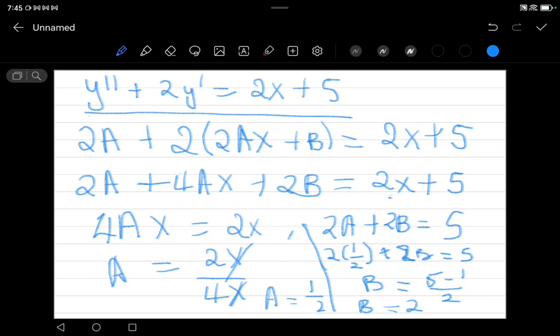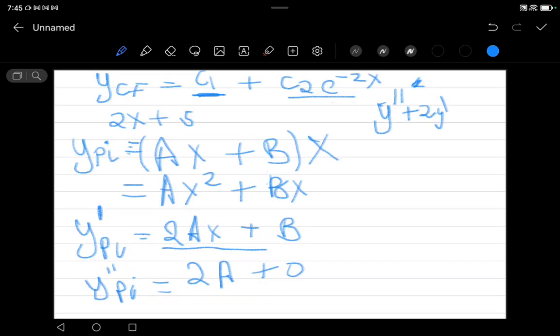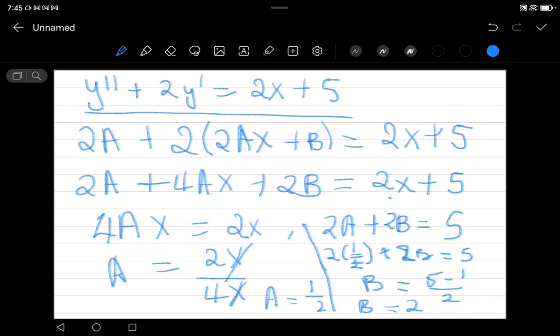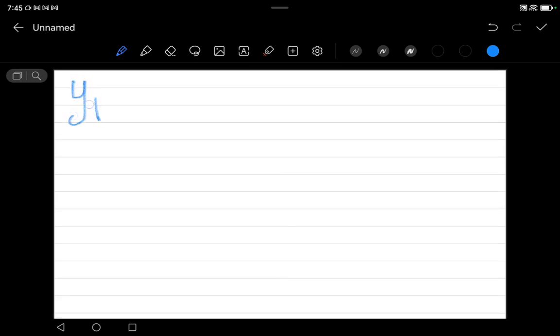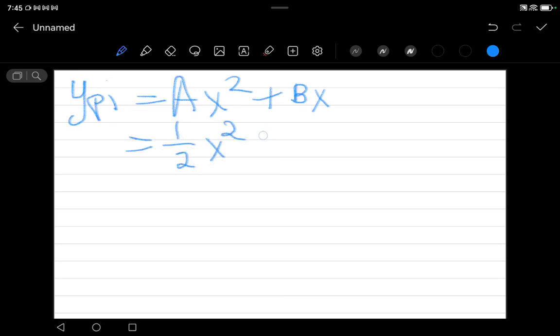Okay, and then we're going to go back to our YPI. Our YPI is equal to what? Ax squared plus bx. So we're going to substitute the values of a and b. Our a was half, and our b was 2. So moving forward, we write the equation of YPI, the linear one. It's ax squared plus bx. Our a is 1 over 2, so it's 1 over 2 x squared plus b is 2x.